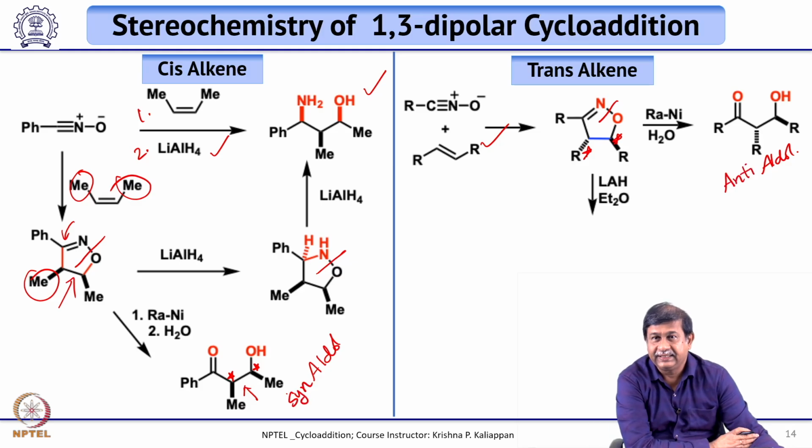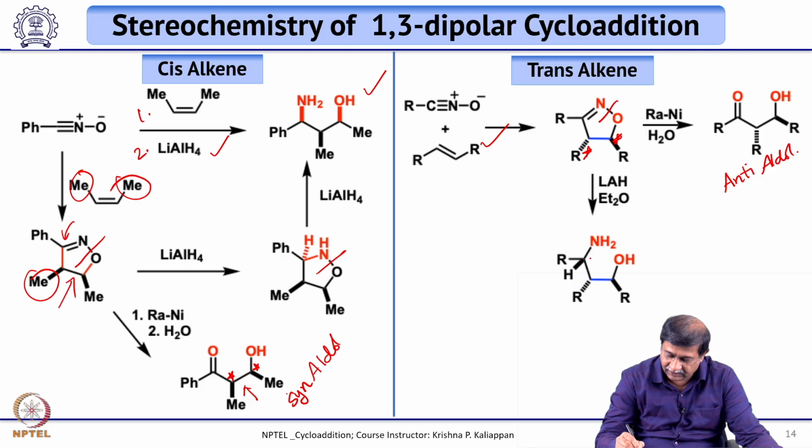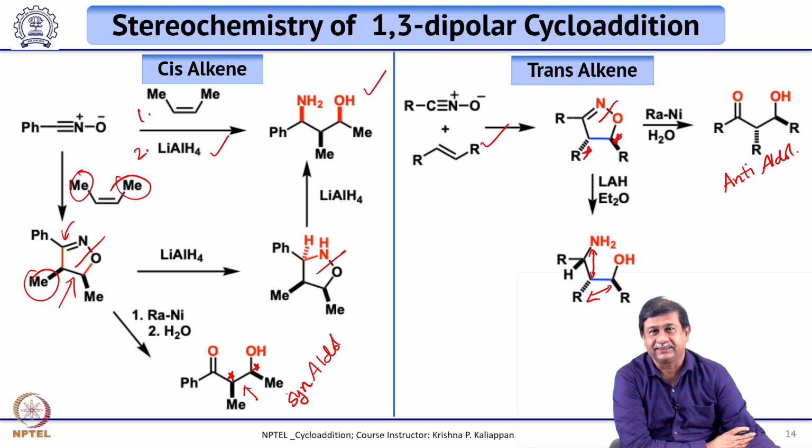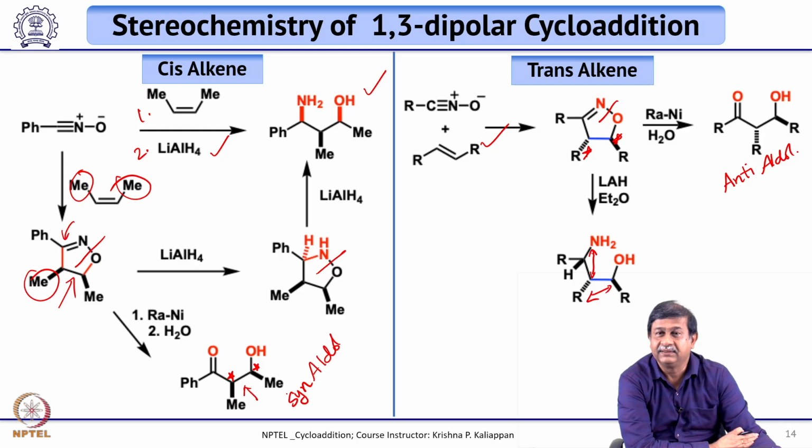But if you reduce with LAH, then you will get the corresponding 1,3-amino alcohol, and here you will see these two are trans to each other and these two are trans to each other. Okay. By choosing cis and trans alkene, you will get two different products.